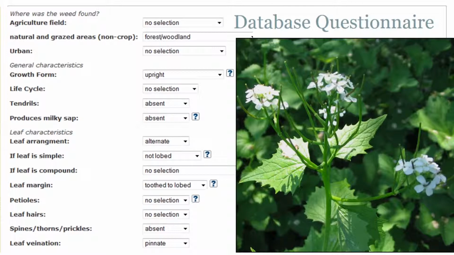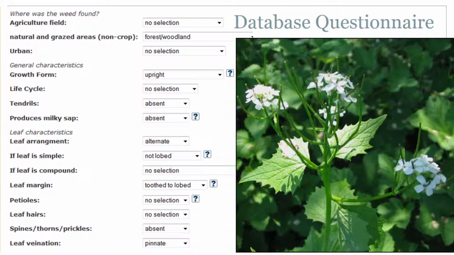Tendrils are absent. These are often found on vining plants, and they are the structures that help a vine grasp onto a surface that it is climbing. This plant does not have milky sap, and you can test this by pulling off a leaf or breaking a stem on a fresh plant. Plants with milky sap are immediately obvious when you do this.